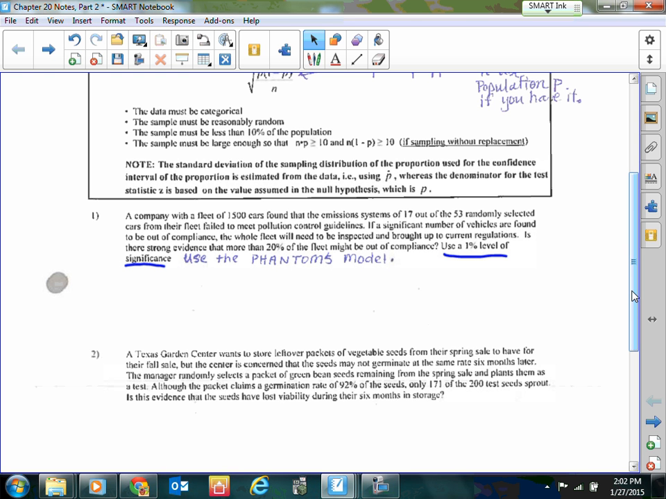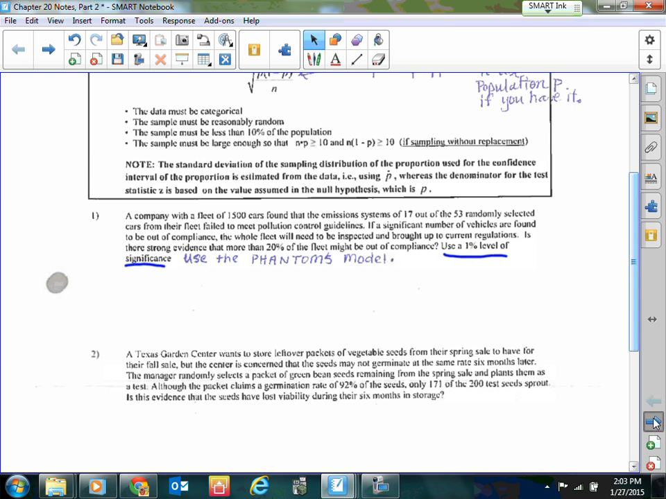All right, so a couple questions. Tell me, what is the population here? Good. The 1,500 cars that this company owns. Okay, good. What are we checking about this population? Okay, good. And so, I don't know if you need to go now or later. Probably go a little bit.